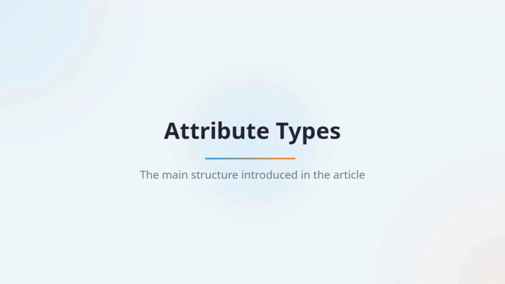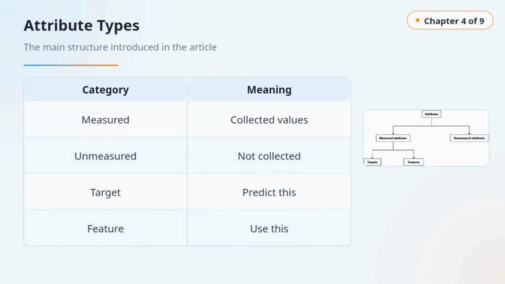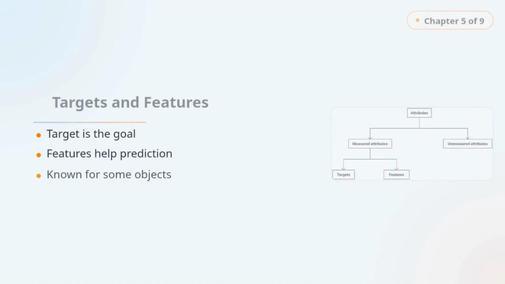Now let us look at this in a simple table format. Attribute types: the main structure introduced in the article. Here is the key structure from the article. Attributes can be measured or unmeasured. Among measured attributes, two ideas matter most in machine learning: the target and the features. The target is what we want to predict, and the features are the attributes we use to help make that prediction.